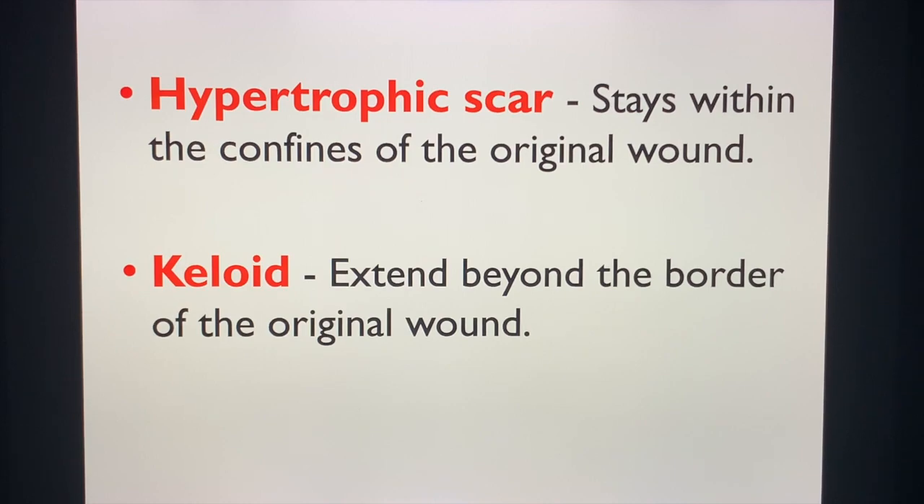And winding down, we have two terms you have to be familiar with: the keloid and the hypertrophic scar. A hypertrophic scar is a scar that stays within the confines of the original wound. Once this scar extends beyond the border of the original wound, then this is known as a keloid. So the major difference: hypertrophic stays within the confines of the original wound, while the keloid extends beyond the borders of the original wound.